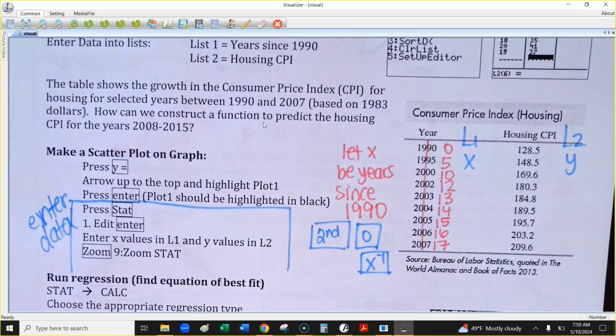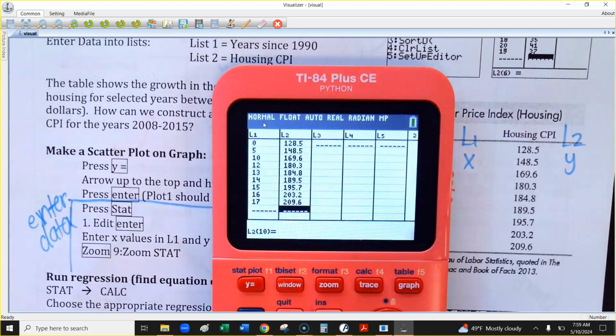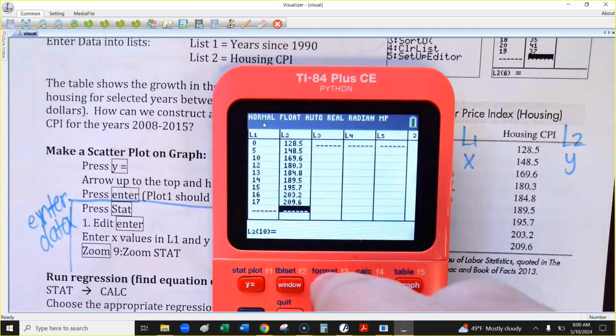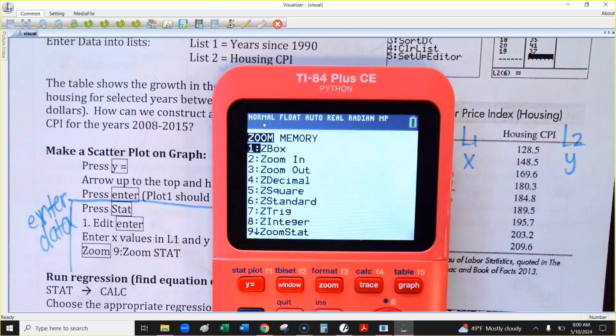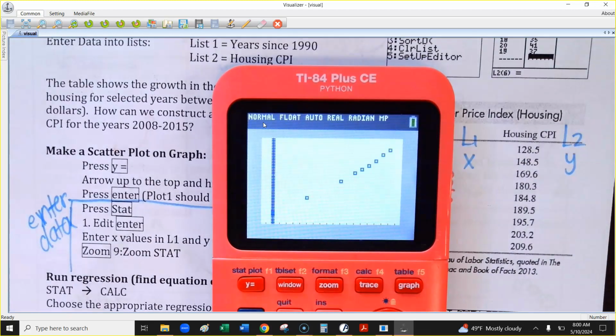Okay, anybody need a little bit more time? Okay, once you have the data in, this is what you're going to hit. You're going to hit zoom, which is right in the middle of that top row, and then you're going to pick number 9. You can just type the number 9. It says zoom stat, and so what that'll do is it'll show you a graph of those data values the best it can, and that way we can kind of get an idea of the shape of the graph.